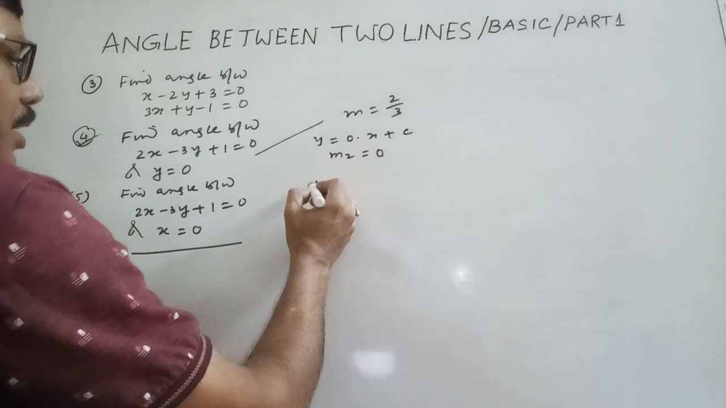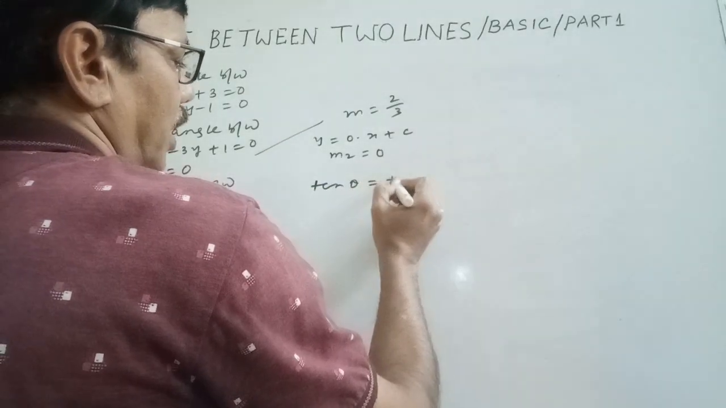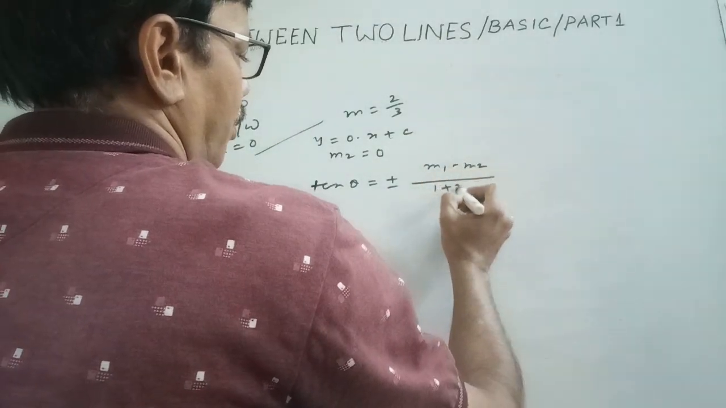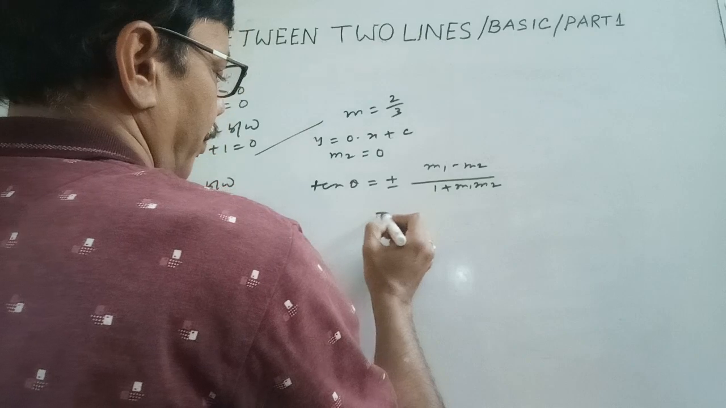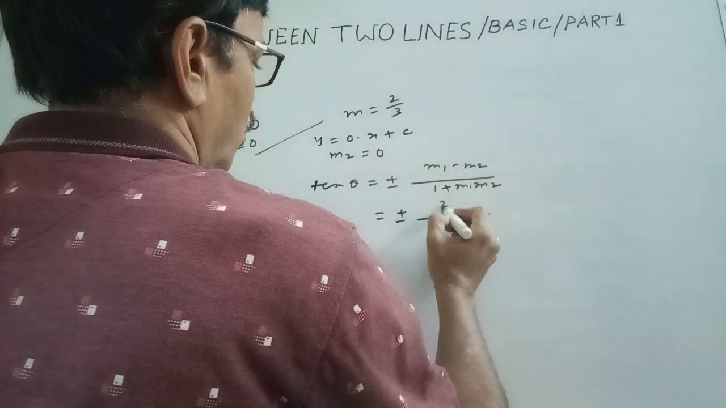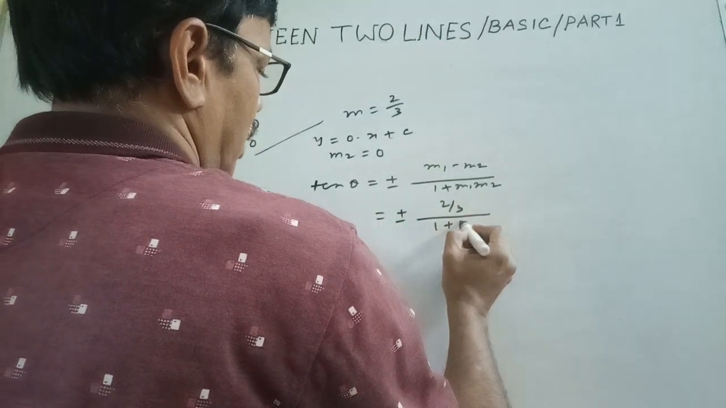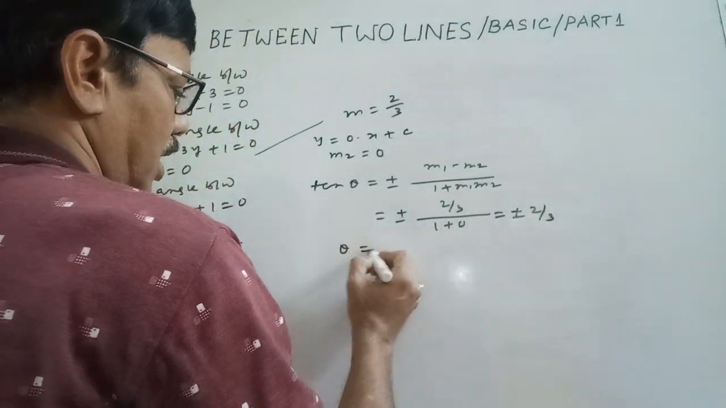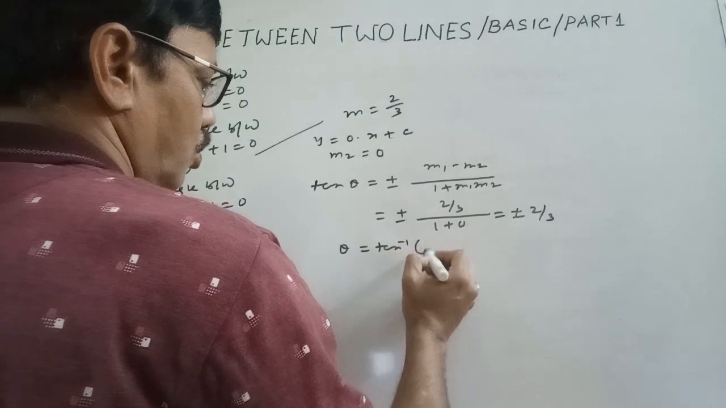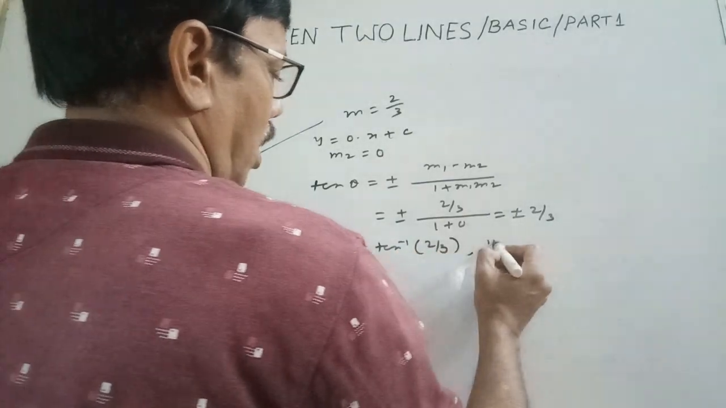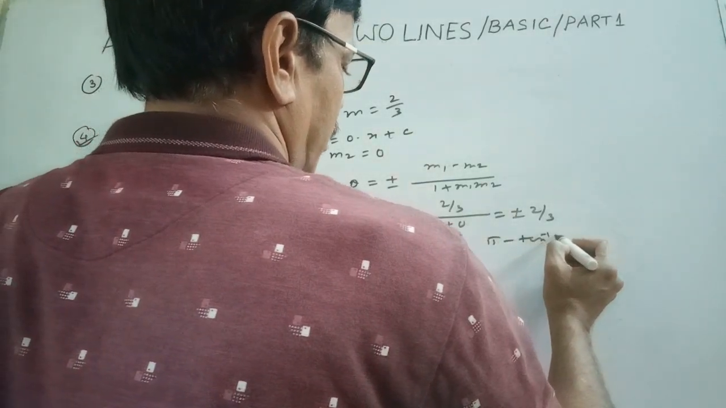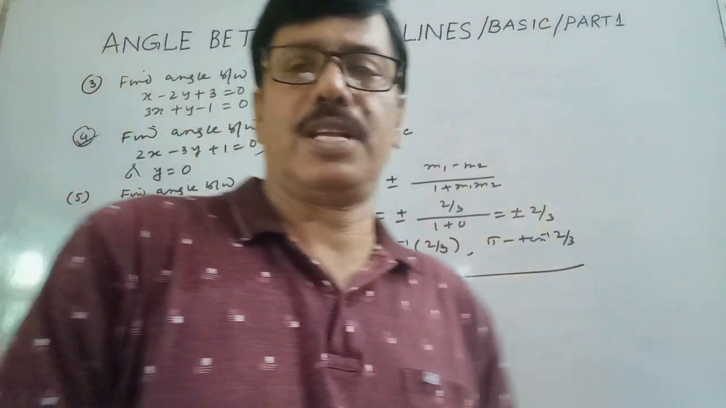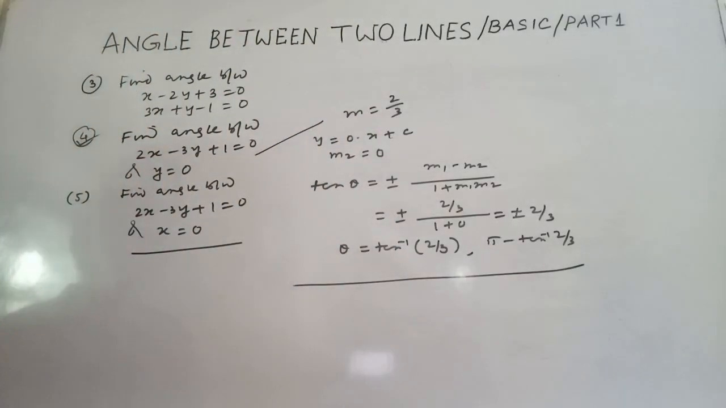Now what is tan theta? Plus minus m1 minus m2 by 1 plus m1 m2. So plus minus 2 by 3 by 1 plus 0 into 2 by 3. So theta equals tan inverse 2 by 3, or pi minus tan inverse 2 by 3. So this is the angle between the lines.